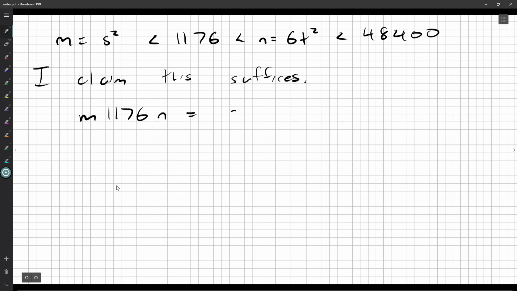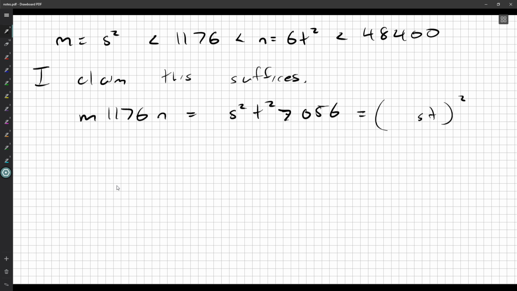1176 n would be s squared t squared, and then 1176 times 6, 7056, and that would be something squared. What is the square root of 7056? 84. So that'd be 84 squared.